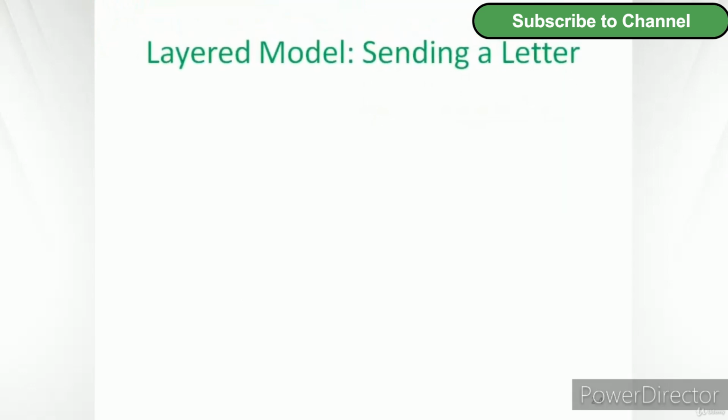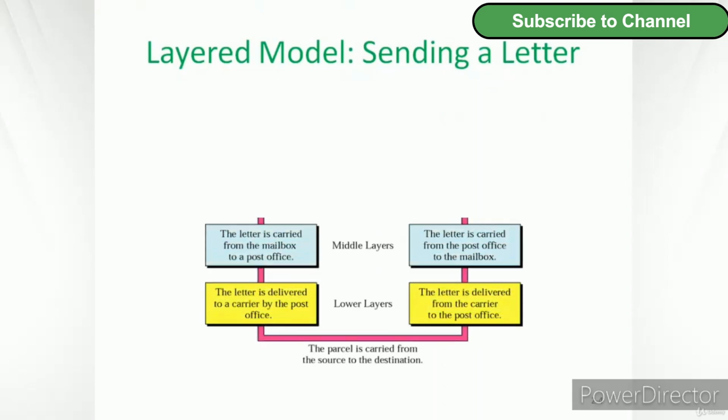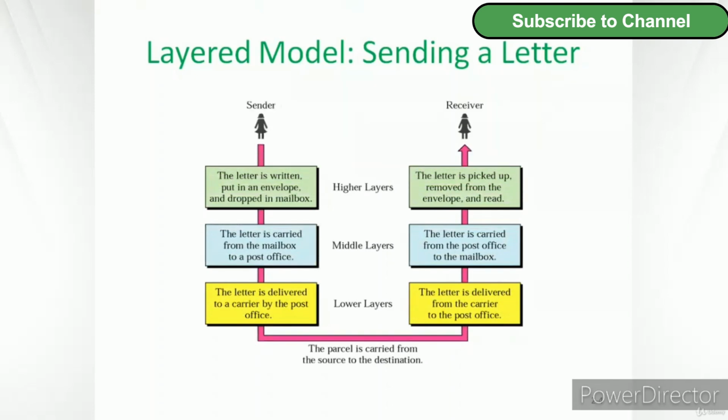So here, for the layered model, we will see the example of sending a letter, how the letter is sent with the post office. We will see that first. Here the sender is there, and this one is the receiver. Whatever the data, or we can say this letter, it flows through different layers, starting from the higher layer, then the middle layer, then the lower layer, and again at the receiver side, it is from the lower layer, middle layer, and the higher layer. So it is a layered task, a layered structure.